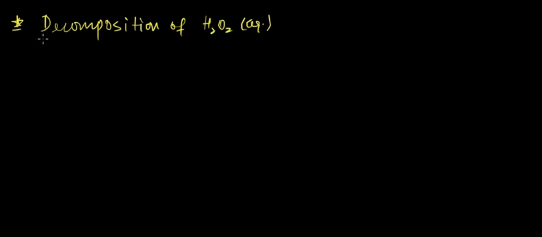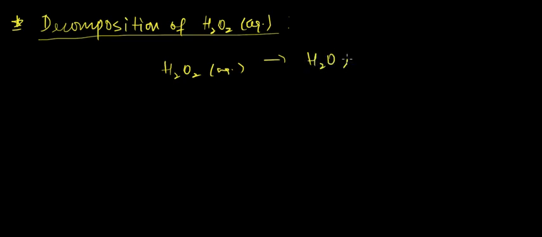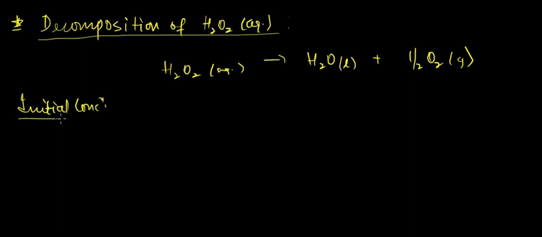So first, let's see the reaction of the decomposition. We have H2O2 aqueous decomposing into H2O liquid plus half O2 gas. Let's say the initial concentration of H2O2 was A, and the concentration after time t would be, let's say, A minus X here.